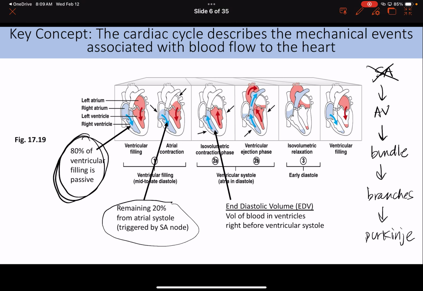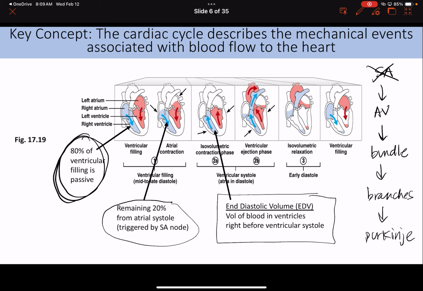So there could be a question where I ask you, if the SA node is non-functional, how much ventricular filling are you going to get? You're only going to get 80% because you're not going to get that last 20% from atrial systole or atrial contraction. Okay. We're going to learn lots of acronyms today, one of them being EDV.